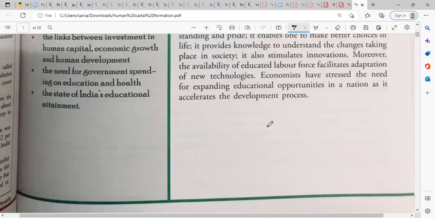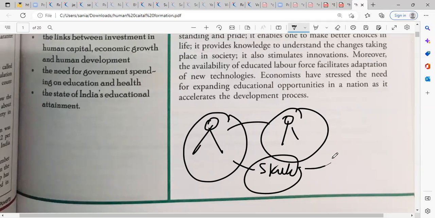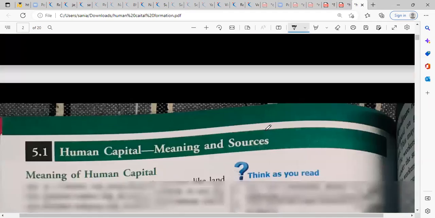So let's just understand this. The most important thing is that if you want to make this human being a human capital, what do you need? Can anyone tell me how this person can be transformed into human capital? Skills. Yes, skills. So for skills, what do you need? Education, right? You should have education, you should have good health facilities. Only then you can convert a human being to human capital.